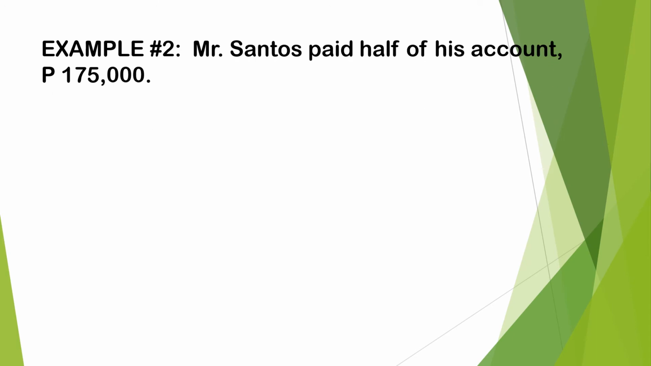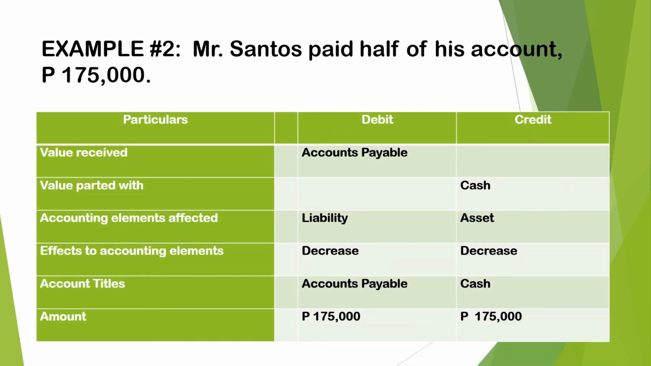Next, sample number 2, Mr. Santos paid half of his account, which is 175,000. Anong mangyayari? So, value received natin, accounts payable, then value parted with, nagbayad tayo ng cash. So, accounting elements affected, we have the liability and asset. So, ano yung effects? Dahil nagbayad tayo, anong nangyari sa liability?